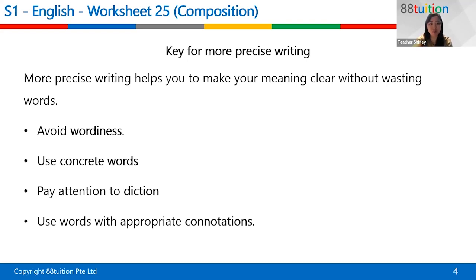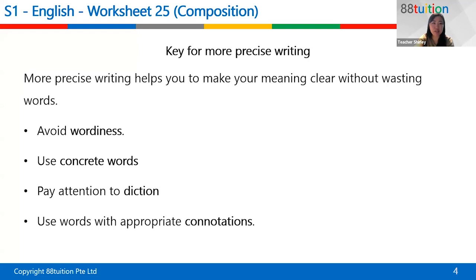Which actually links me to the fourth point. You need to use words with appropriate connotation. Certain words just belong together, okay, so they have to be used together in a sentence or in a phrase. Therefore, you need to make sure that you're using the appropriate connotations for that.